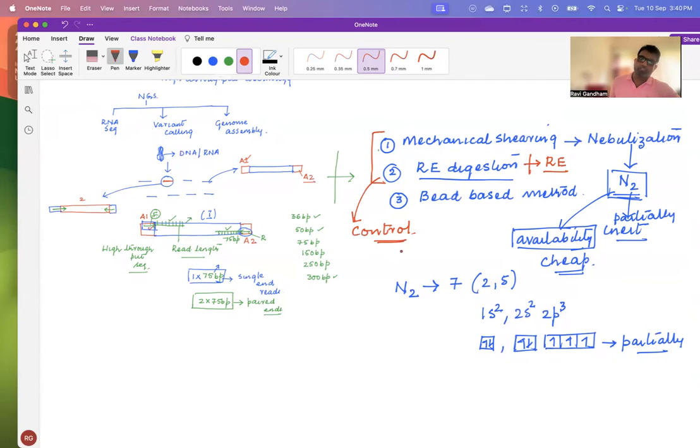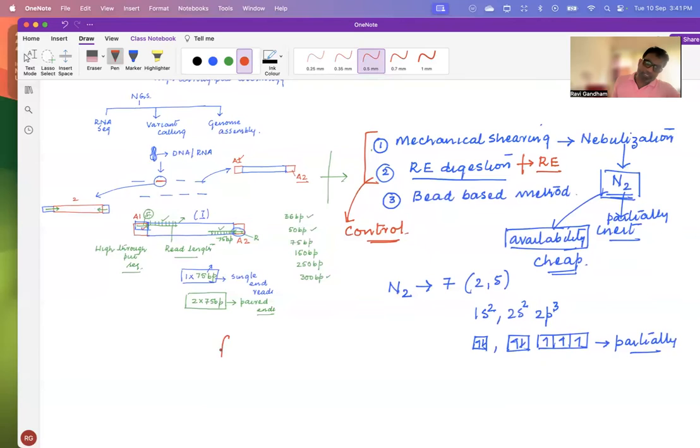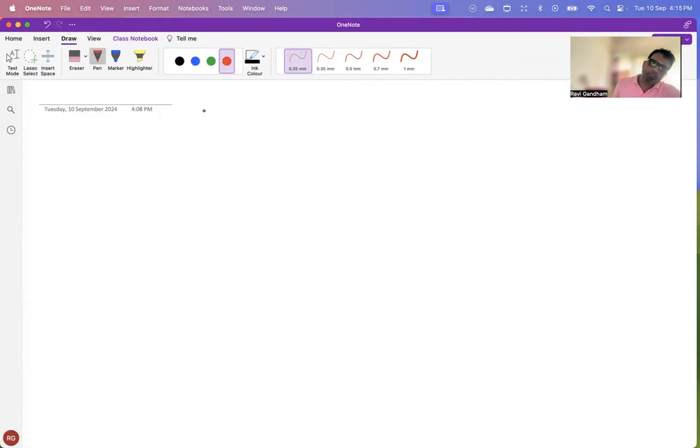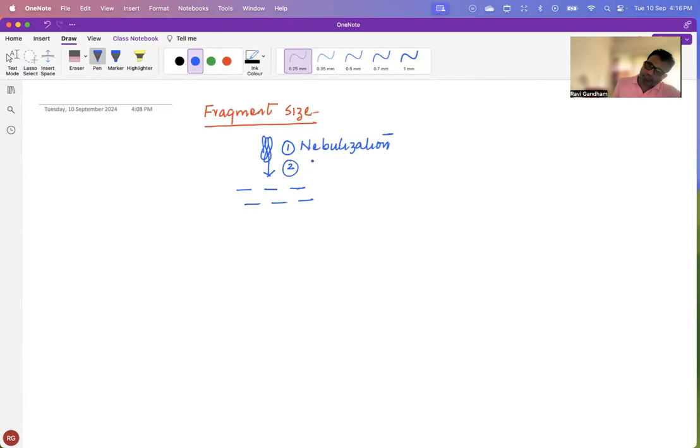Now, why do you need to control the size? So you need to understand what is fragment size. You will have to select an appropriate fragment size for the desired read length. Now, all of us know that from the DNA or RNA, you have generated fragments of different sizes by using the two methods that I have described. One is nebulization by using nitrogen gas. Two is RE enzymes. These methods would generate fragments of different lengths. All these fragments will be of different lengths. From these fragments of different lengths, you need to select your desired lengths of fragments.